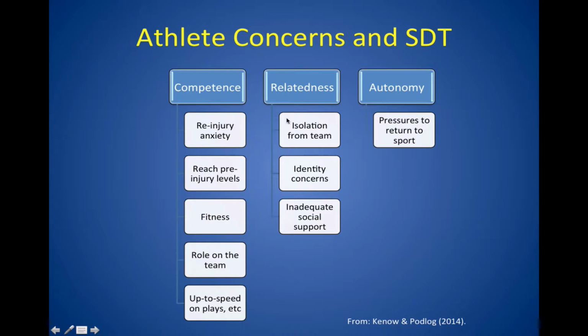Relatedness really factors in isolation, being away from that team setting in the locker room, etc. Identity: if that's the only hat they wear, that athlete hat, now that's sort of gone or hung up on the rack. How do they perceive themselves? And then social support also falls in relatedness. The final category, autonomy: pressures to return to sport. The world is on their shoulders, so to speak.